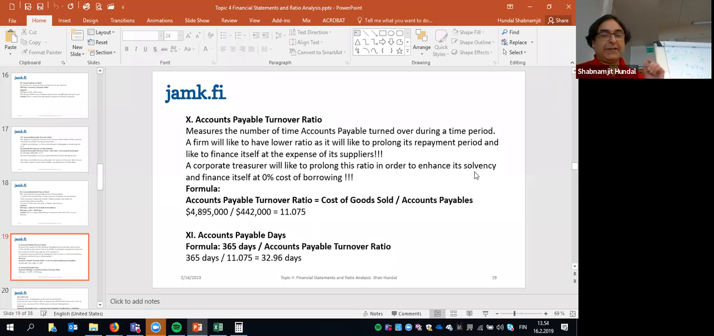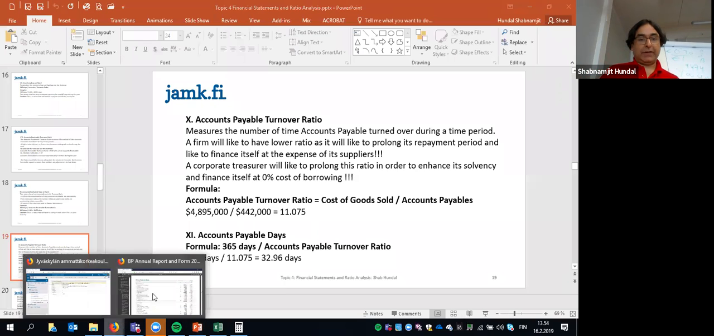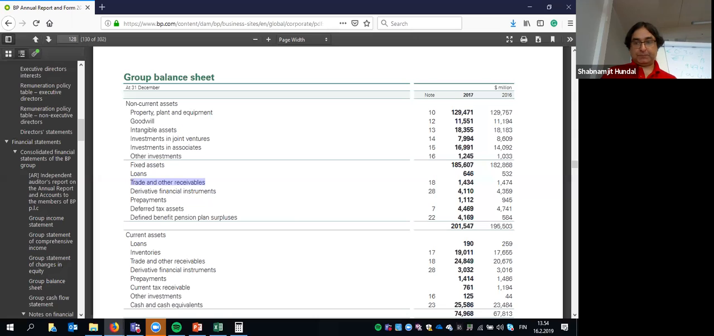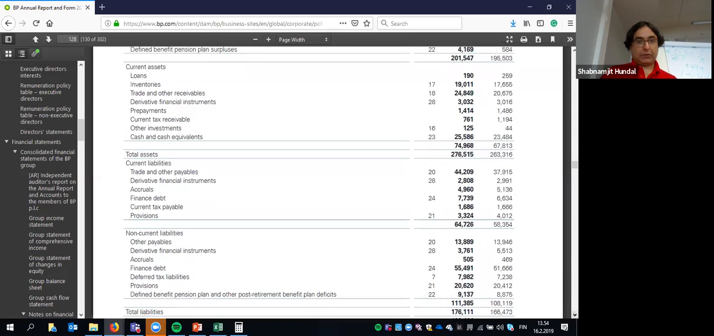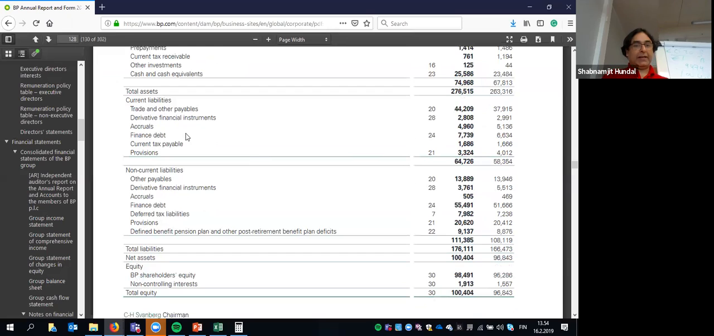And you can see here, for instance, BP. After assets, we go to liabilities. Look at that. Just like trade and other receivables, there is trade and other payables. So this is a liability. Customers owe you; to suppliers, you owe, on a routine basis. So this is an operational liability.